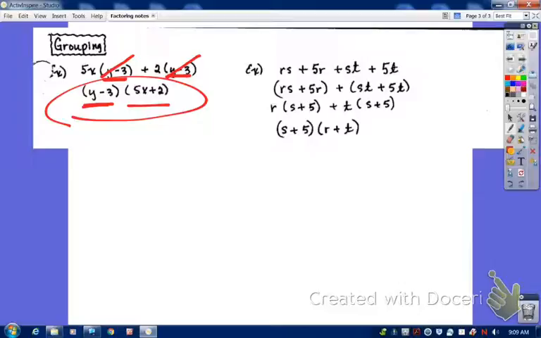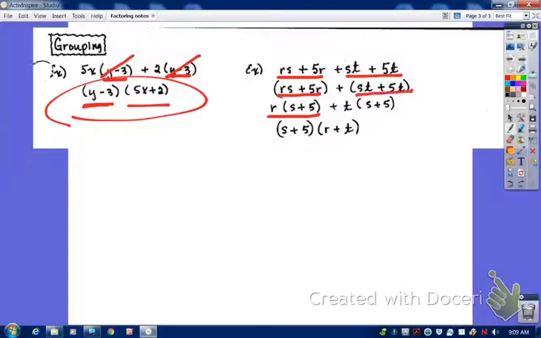How many terms do you have in the second example? If you have 4 terms, then 4 terms is a clue that you are grouping. You usually group the first 2 terms together with the last 2 terms. So take a look at those first 2 terms. What's the greatest common factor between RS and 5R? R. So we're going to factor out an R. We're left with S plus 5.